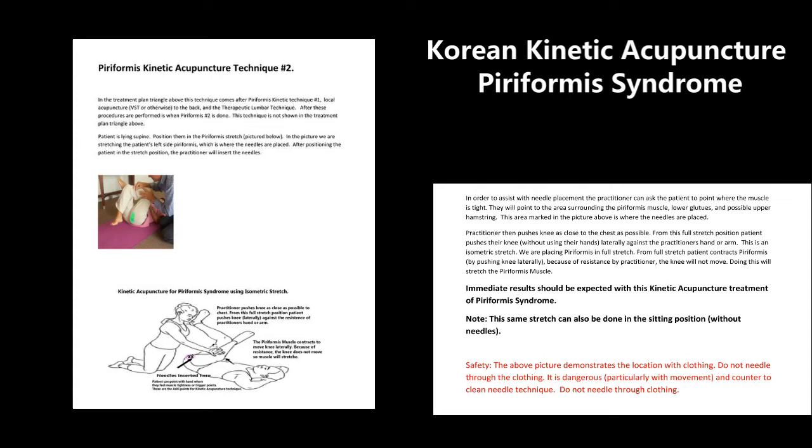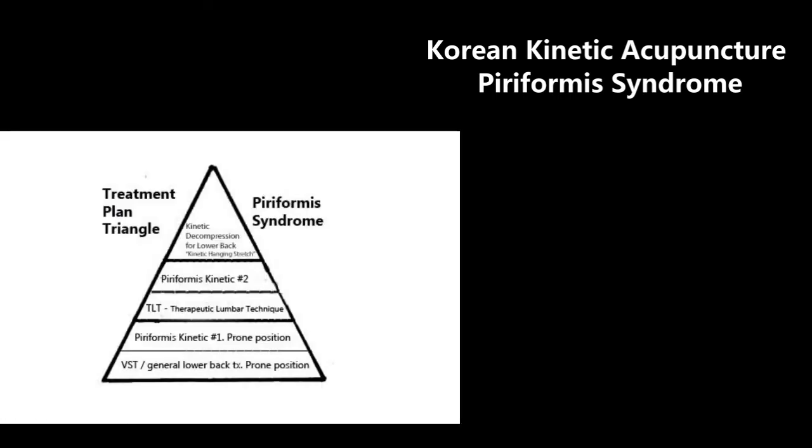And then we have the treatment plan triangle, which we start with VST covering the lower back, very comprehensive in the prone position. We can do the piriformis kinetic technique number 1 in the prone position. We're going to talk about therapeutic lumbar technique in the next chapter coming up very soon. And then we can do the following technique, piriformis number 2. And then following that, we do a kinetic decompression, which we're going to finish up the video showing, our kinetic decompression stretch, that kinetic hanging stretch.